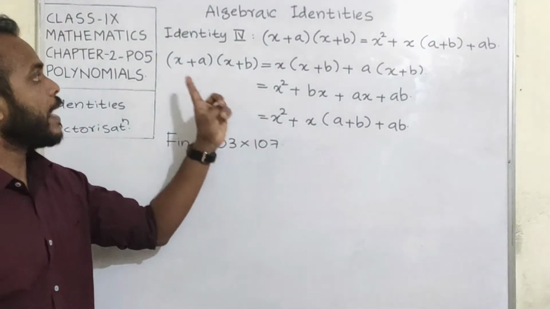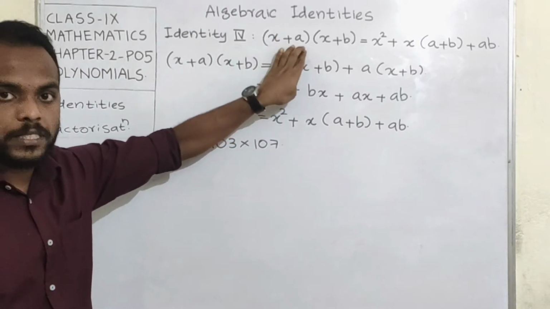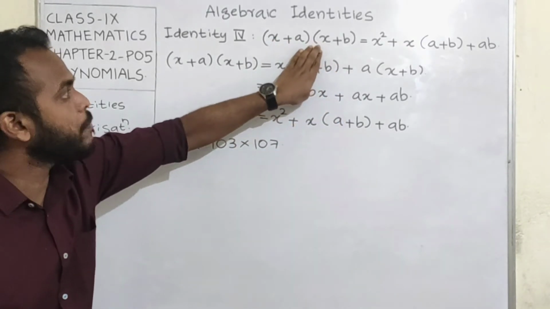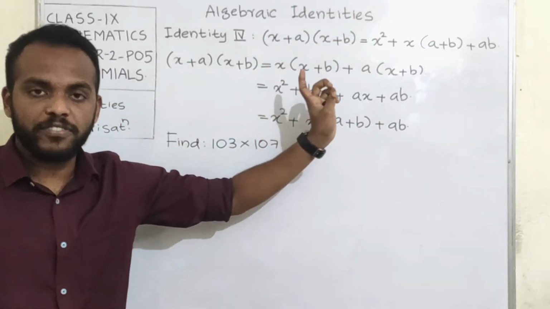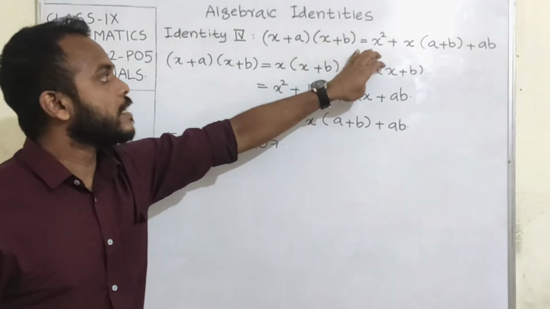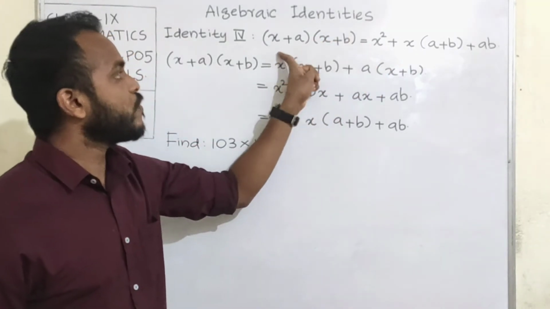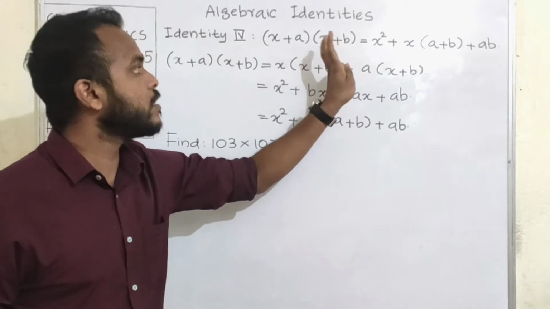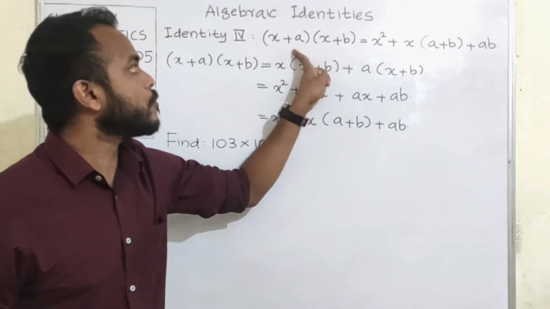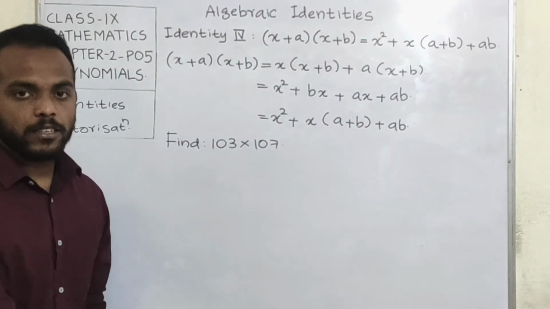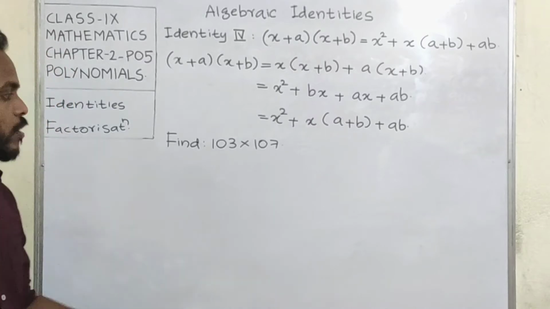So whenever you see anywhere a number plus something times the same number plus the same or a different thing, then we can write it as x square plus, that is square of the first number plus first number times the sum of the two numbers plus the product of the two numbers. We will look for an example, then it will be more clear for you.